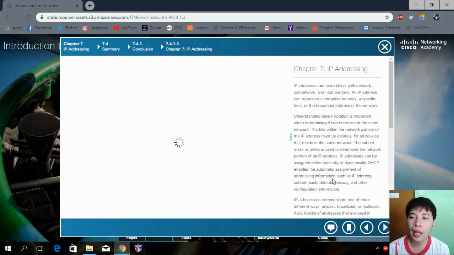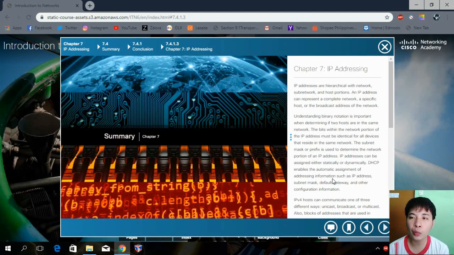IP addresses are hierarchical with network, subnetwork, and host portions. An IP address can represent a complete network, a specific host, or the broadcast address of the network. Understanding binary notation is important when determining if two hosts are in the same network. The bits within the network portion of the IP address must be identical for all devices that reside in the same network.